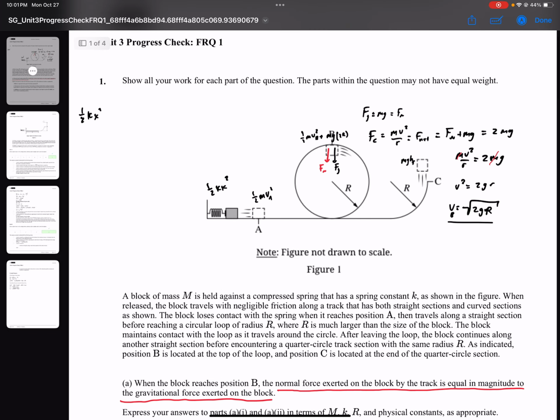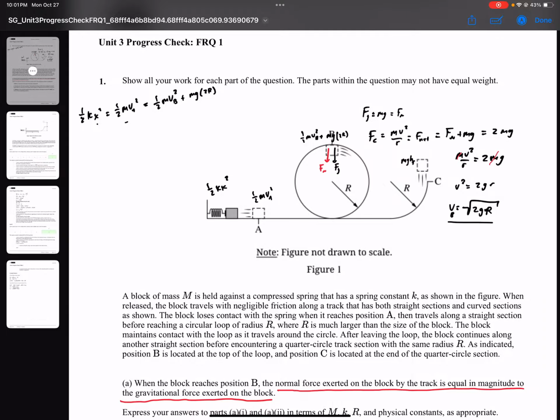So 1/2 kx squared equals 1/2 mVA squared. We don't know what VA is, but we do know what VB is. This is the energy when it's compressed. Here's the energy at point A, and it's all kinetic energy. At point B, it's a mix of kinetic energy and gravitational potential energy. So we have mg times 2r. And we're not going to worry about point C. We don't have to worry about it for this part of the problem.